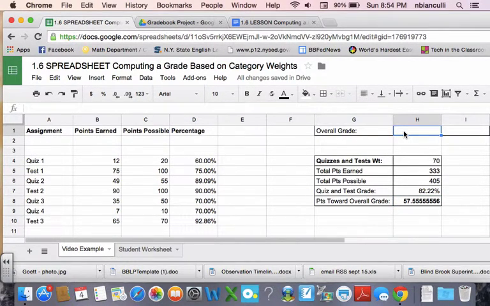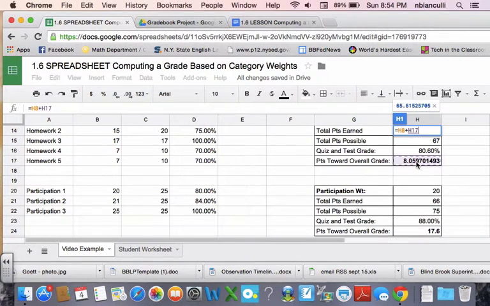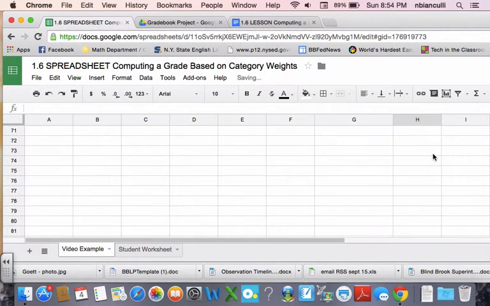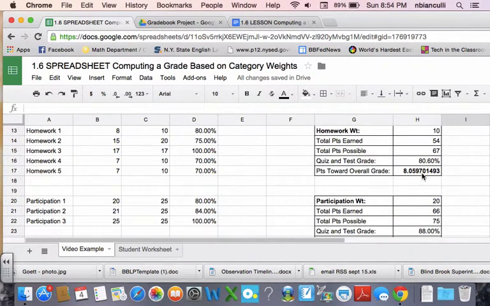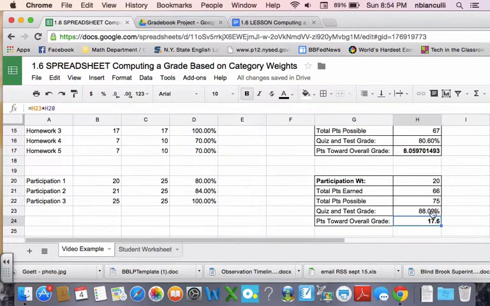So that's what I'm going to do. I'm going to type equals and just add them: this number plus, scroll down, this number plus that number. Press enter. And now I've earned 83 points. My grade would be a B. It's an 83. I earned 57.5 out of 70 points for my tests and quizzes. I earned about 8 points out of 10 for my homework, and as you can see, that's the 80%. And I've earned about 17.6 out of 20.